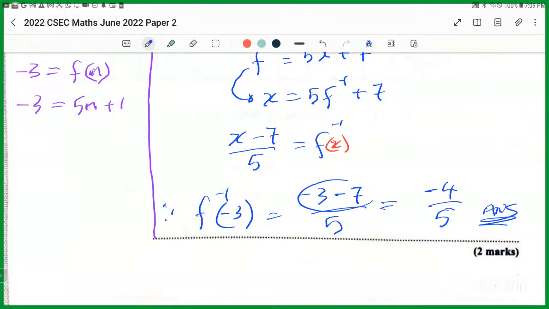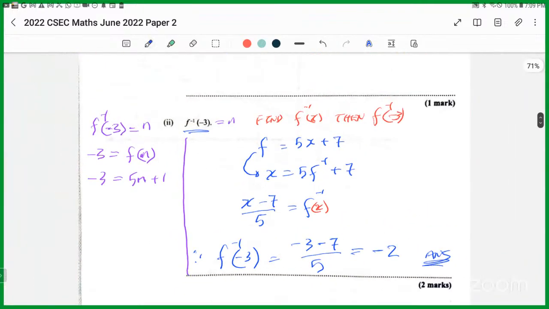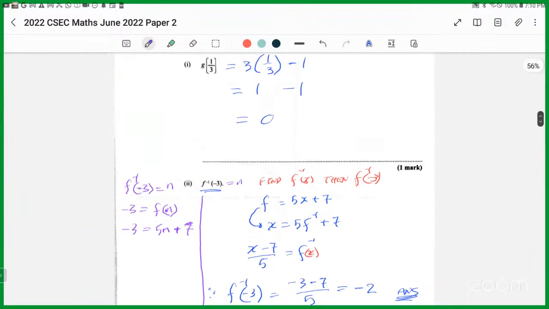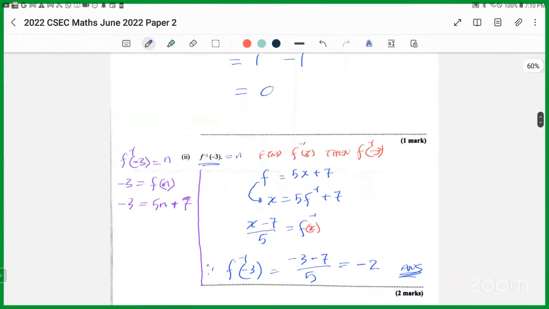It becomes negative 10 over 5, which is negative 2. Negative 3 and negative 7 is negative 10 over 5, which is negative 2. All right, let's see. So this is actually a 7. Putting a 7, let me do it the other way. That's 7. All right, 7. So we're trying to make n the subject.